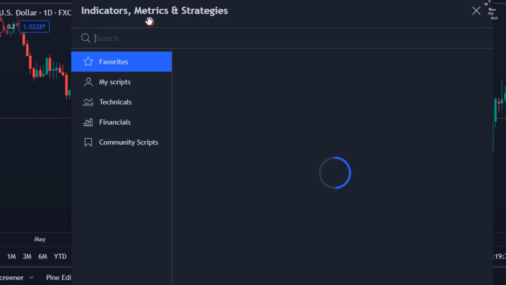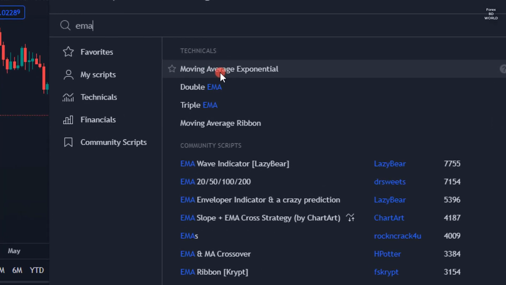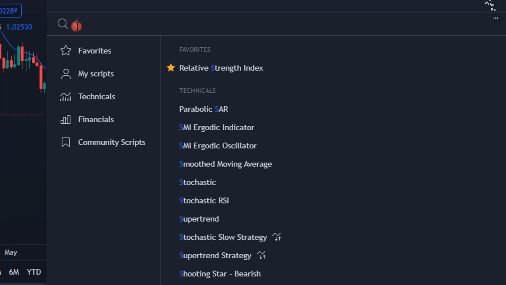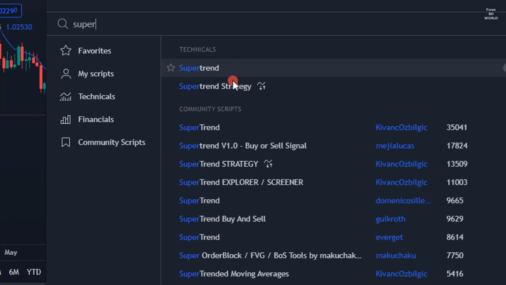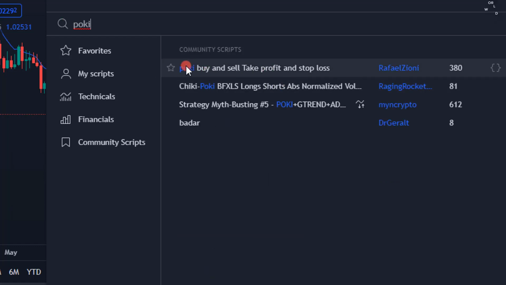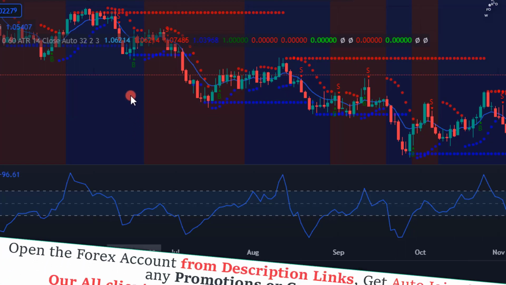First, we will search by typing EMA indicator and it will come up, then after clicking once it will be set up. Then search by typing Super Trend, then this indicator will come up, then after clicking once it will be done. Similarly, we will set up Poki and CCI indicator. Hope you can do it. You can see we are setting up. We set up the 4 indicators, but now we need to do some settings.